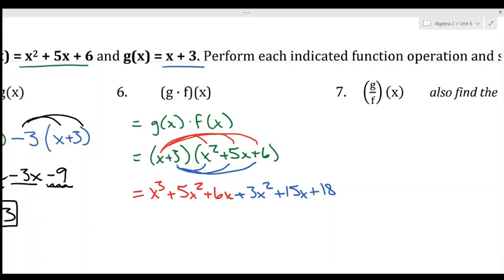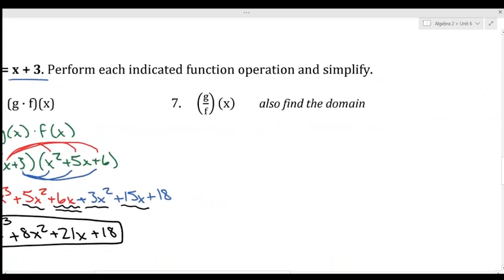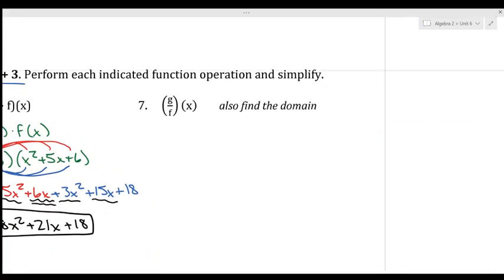And when we combine like terms, we get x to the third plus 8x squared, 6x and 15x gives us a plus 21x, and then just that plus 18 in the back. All right, very good, very good. All right, moving on to the next one.